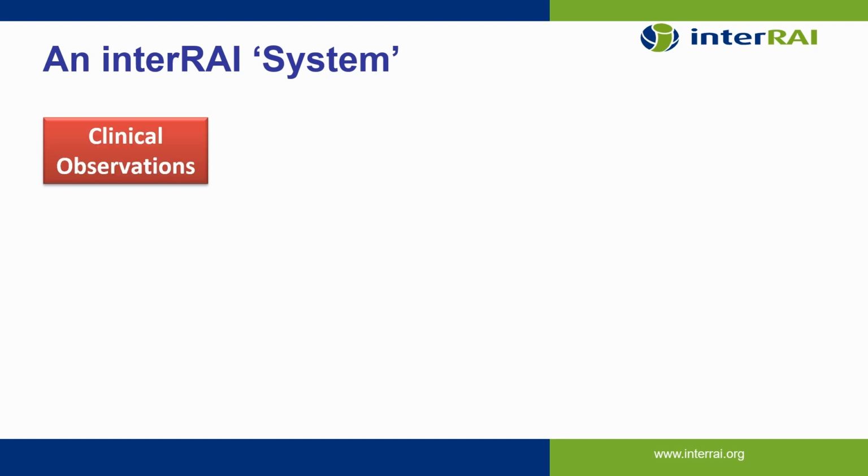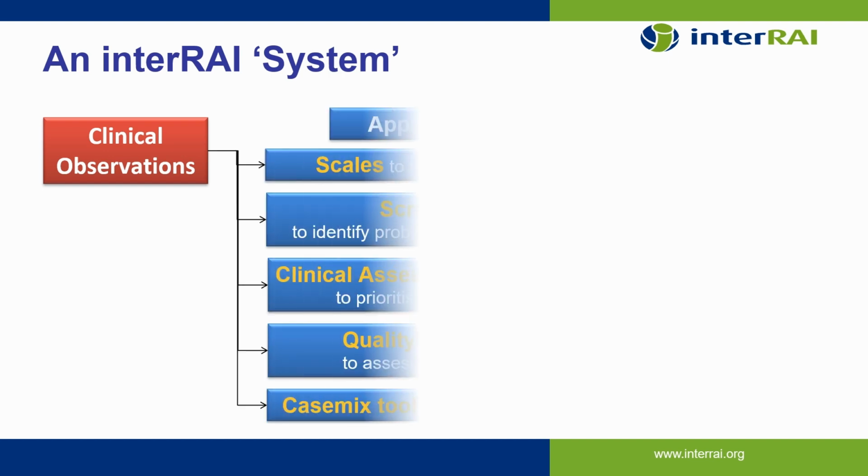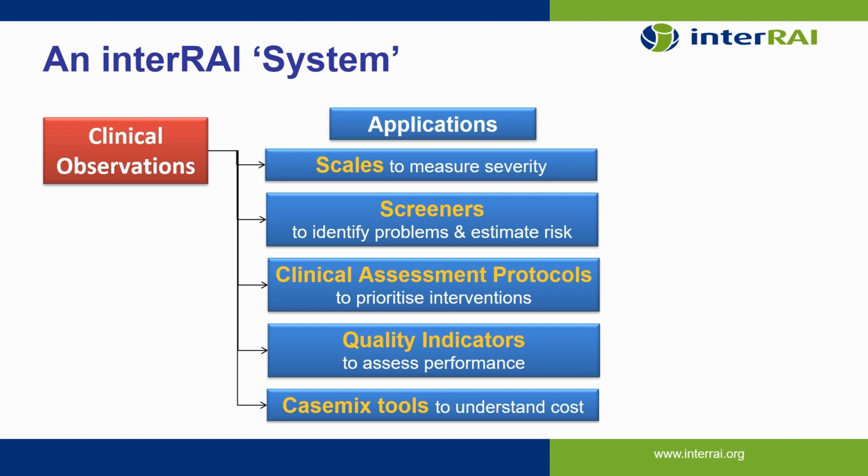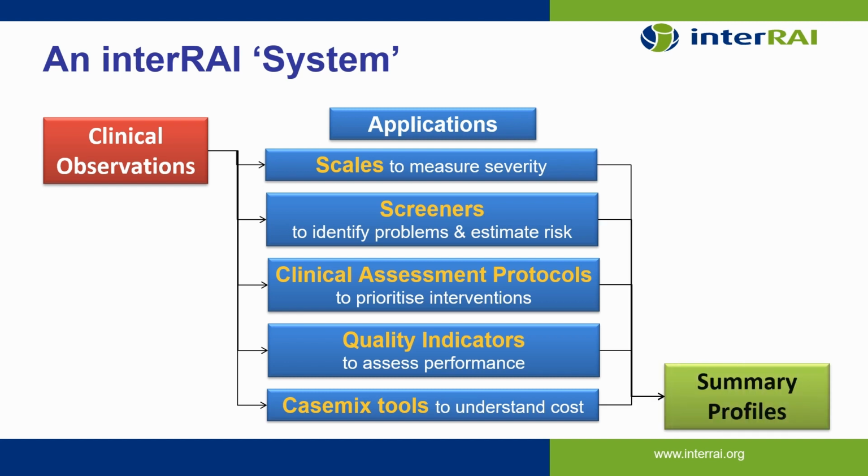First of all, there are a set of clinical observations. People call these questions, but they're largely observations made by clinicians providing care. There are a suite of applications that include scales to measure severity, screeners to identify problems and estimate risk, so-called clinical assessment protocols that help clinicians prioritize interventions, quality indicators to assess facility performance, program performance, and case mix tools to understand cost, and in some jurisdictions, these provide the basis of payment. Generated from such applications and the data, the observations, there are summary profiles that summarize the information that pertain to particular individuals.